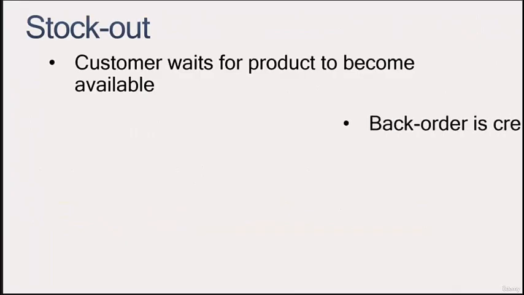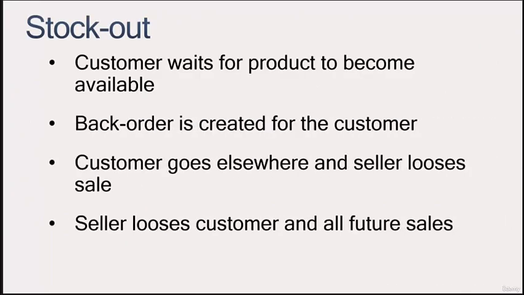Whenever the seller is unable to satisfy the customer's demand, any one of four events can occur. First, the customer will wait until the product is available. Second, a back order is created for the customer, which highlights a demand was missed that still needs to be filled. Third, the customer is dissatisfied and goes elsewhere, and the seller loses the sale to an alternate product. And fourth, the seller loses the customer and all future sales. The customer is so dissatisfied and upset that he or she will not return.